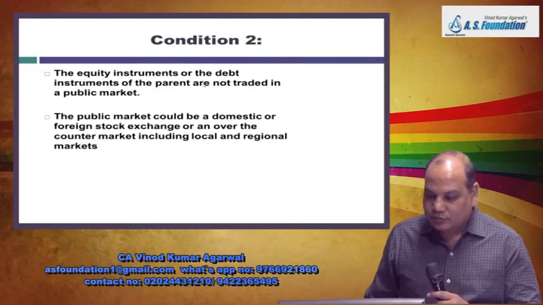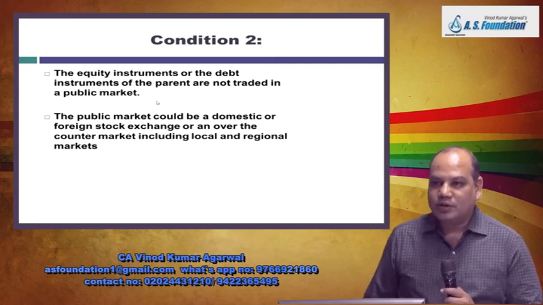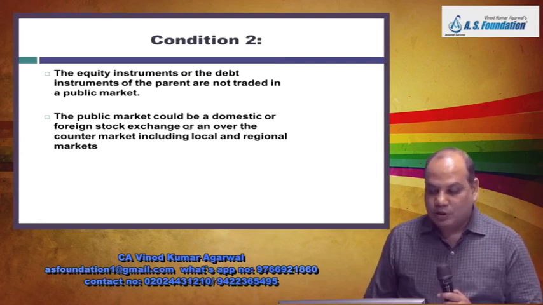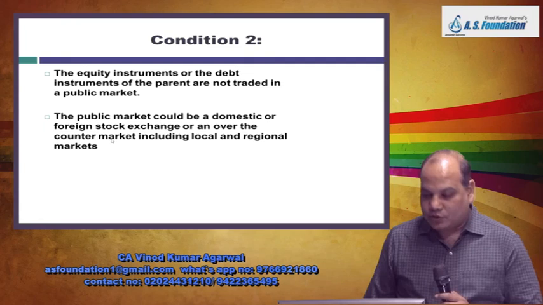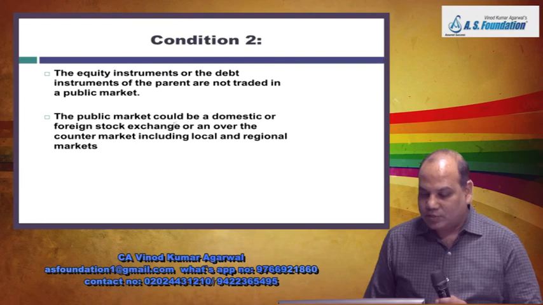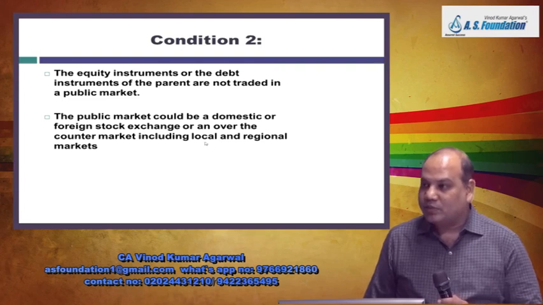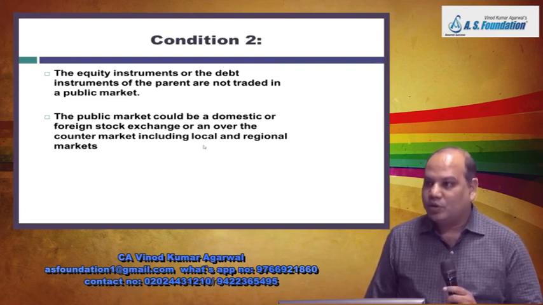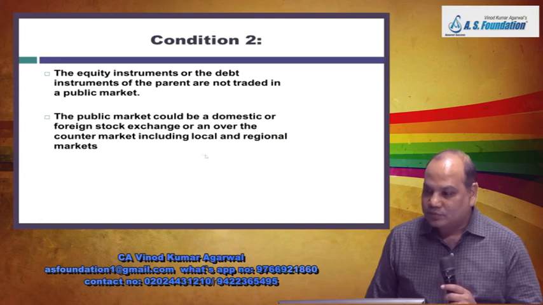Second condition is the equity instrument or debt instrument of the parent are not traded in a public market. So it is not a listed entity. The public market could be a domestic or a foreign stock exchange or an over-the-counter market, including local and regional markets. So it can be any market. It can be a listed stock exchange. It can be OTC market. Sometimes there are SMEs also, small and medium exchange trading platforms. It should not be listed anywhere.